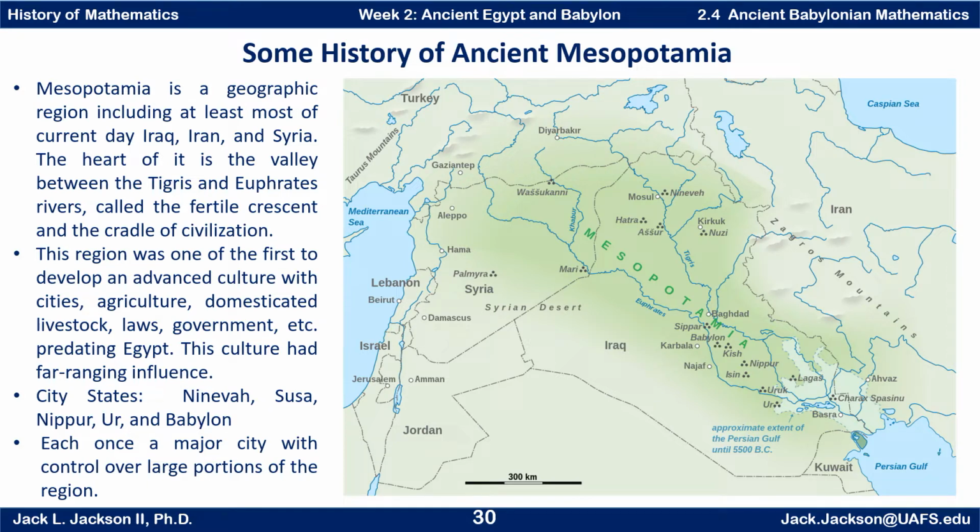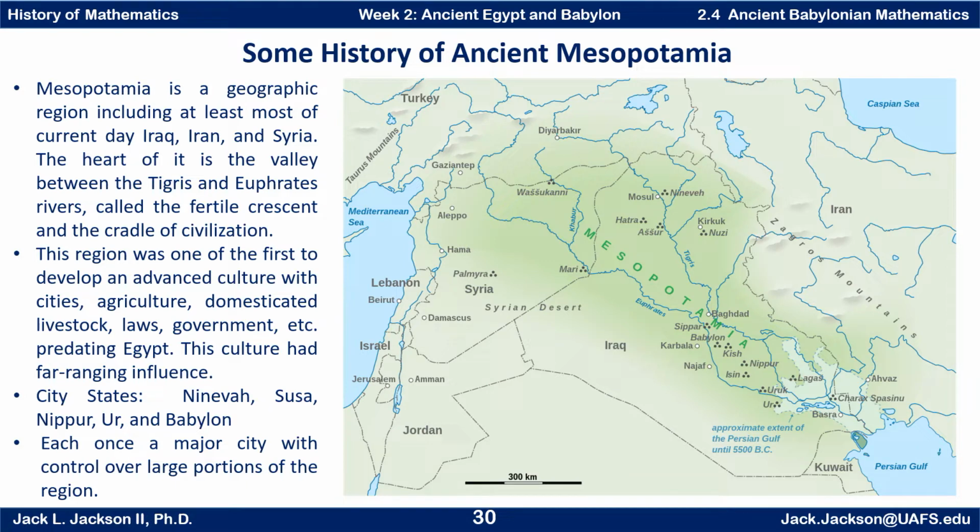It's a large geographic region that included at least most of current-day Iraq, some of Iran, and Syria. The heart of it is this valley between the Tigris and Euphrates rivers. Here's the Tigris River. Euphrates is over here, and so this is kind of a crescent-shaped region that's sometimes called the Fertile Crescent, and it's sometimes called the Cradle of Civilization.